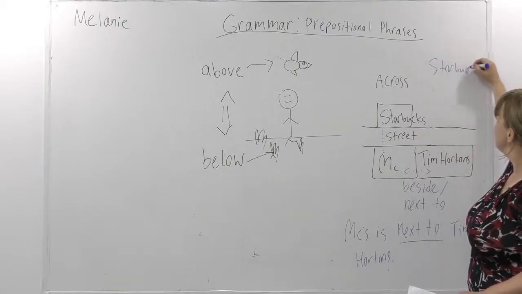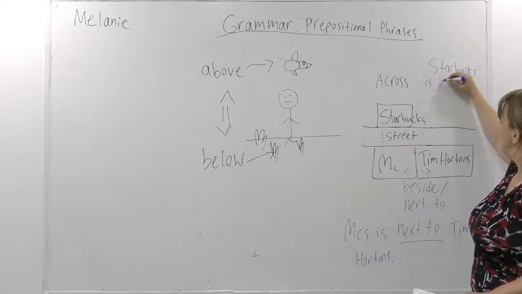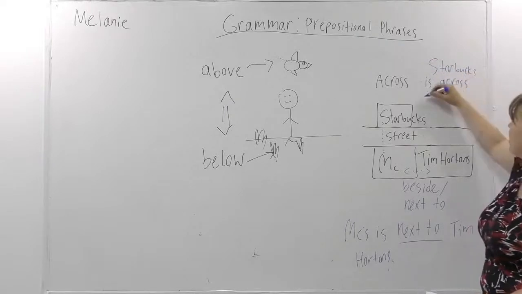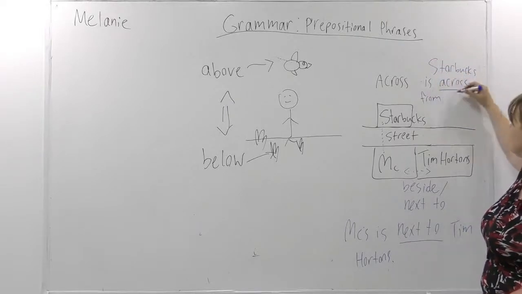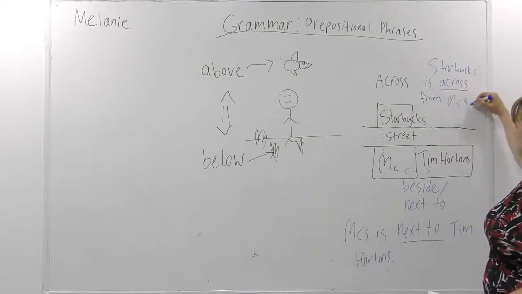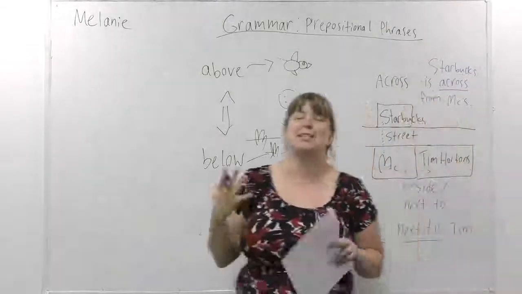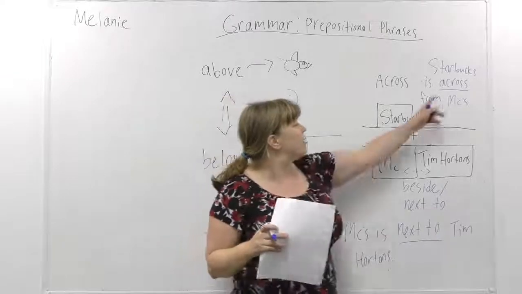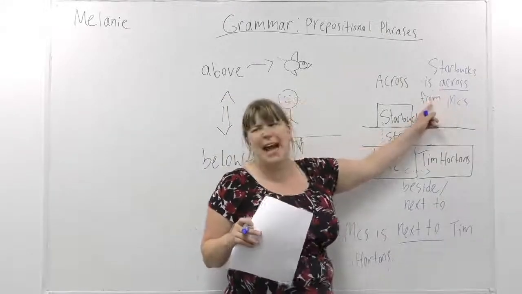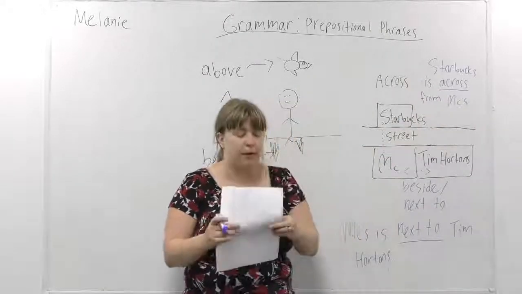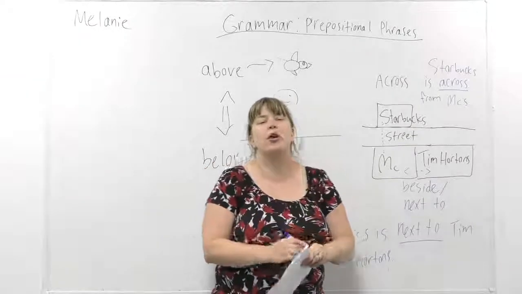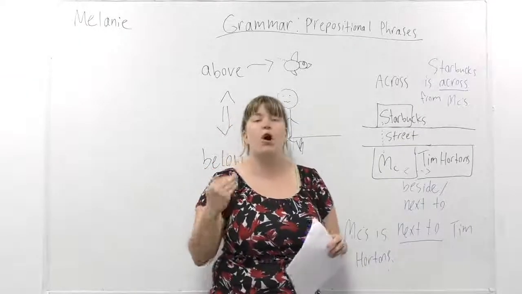All right. So McDonald's is next to or beside Tim Hortons. And Starbucks is across from McDonald's. I know I'm shortening it for short because I'm kind of lazy. But when you say across, don't forget to add from at the end. Across from. GC is across from Waves Coffee.